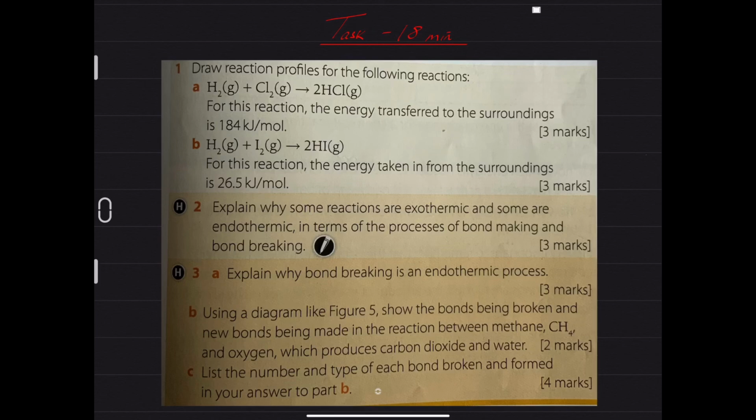Now where it says, for example, for 3B, using a diagram like figure 5, this is the example for water. So this part here is your example for water. Looking at that example, I want you to show the bonds being broken and new bonds being made in the reaction between methane, CH4, and oxygen. And the products are carbon dioxide and water. So that's just a note on 3B.